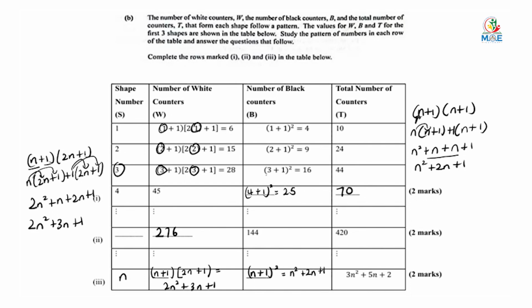And of course, we need to add this and this, and we will get the same answer. If you do the math and take the like terms and add, you'll see you get the same answer. n squared plus n squared will give us 3n squared, 3n plus 2n will give us 5n, and 1 plus 1 will give us 2.